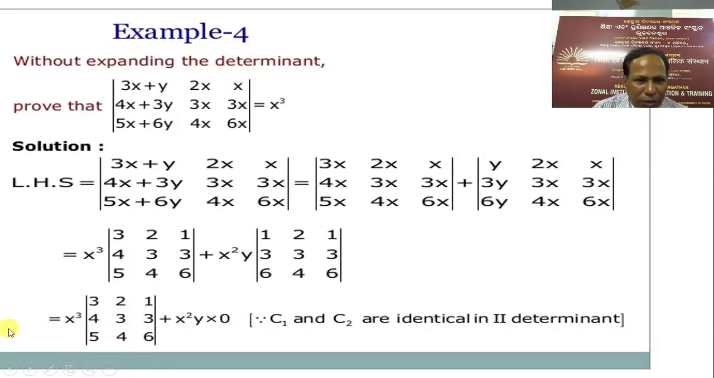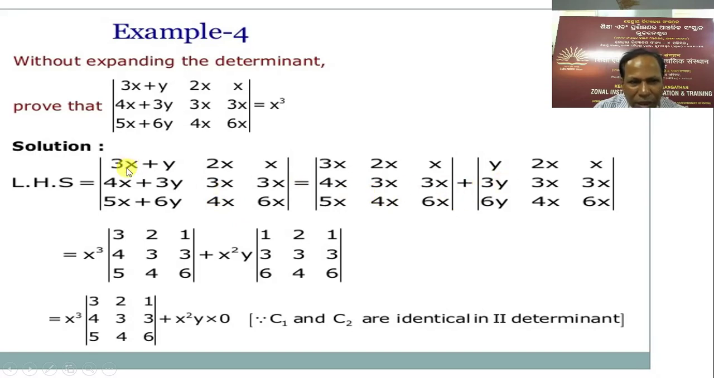So let us discuss one more question. Without expanding the determinant, prove that this determinant is x cube. So we have taken the left hand side: 3x plus y, 2x, x; 4x plus 3y, 3x, 3x; 5x plus 6y, 4x, 6x. Now here we find that all the elements of the first column are expressed as sum of two elements. Now the whole determinant can be expressed as the sum of two determinants.